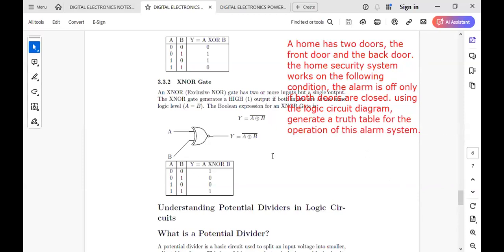Yes, good evening, teacher. Good evening. So I think it's an AND gate. Why? This is because the alarm will go on if both doors are open. Here we are saying that the alarm is off only if both doors are closed. What does that mean? That if one of the doors is open or if both doors are open, the alarm will be on. Yes. So which gate is that? An AND gate.